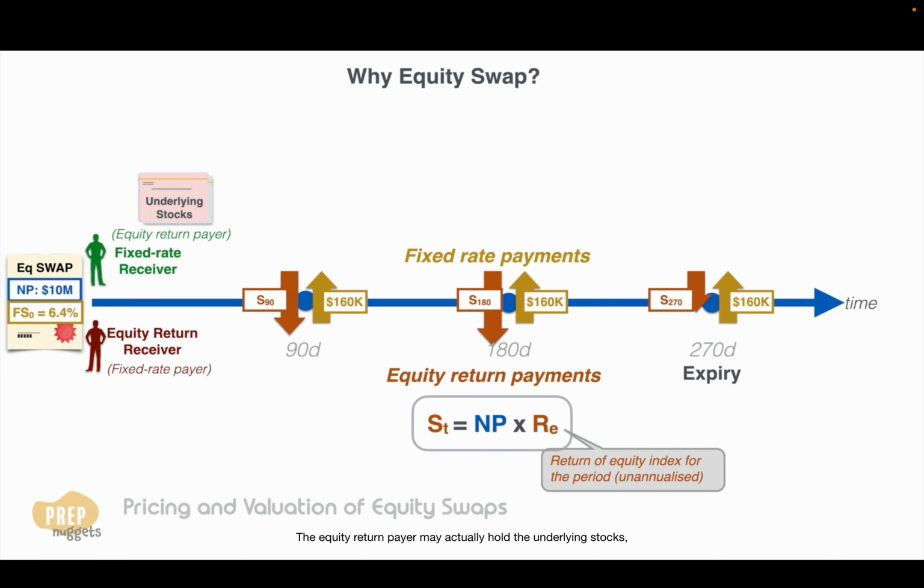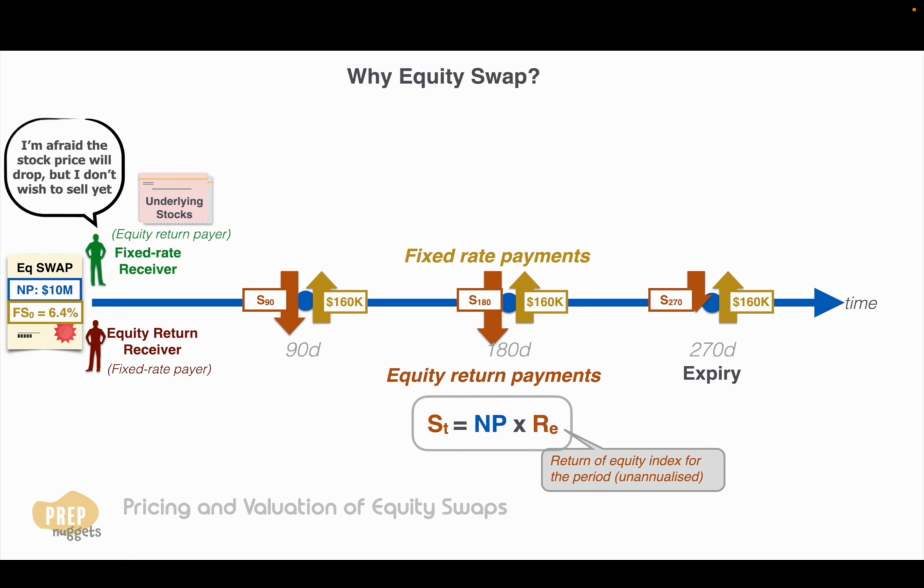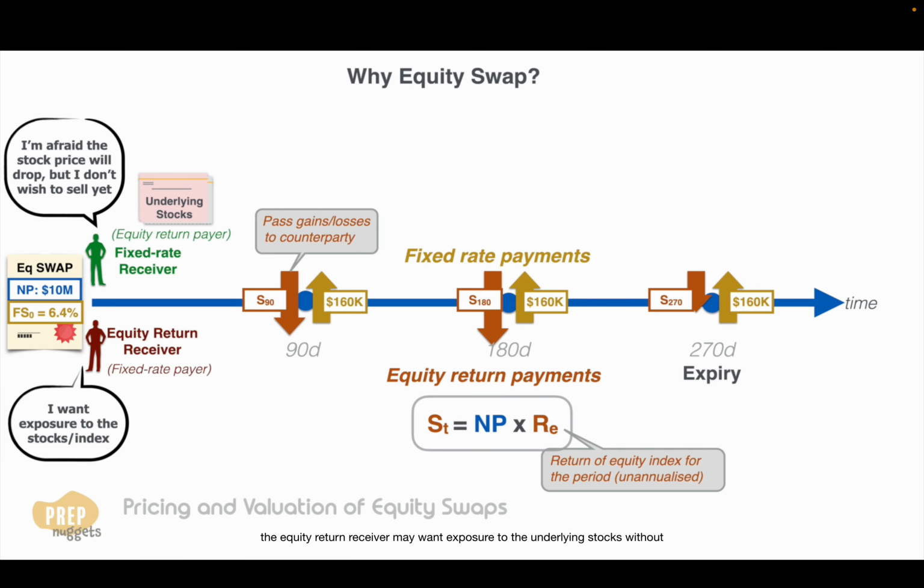The equity return payer may actually hold the underlying stocks, but feels that the stock price will drop, so he hedges his position by entering the swap without having to sell off his stocks. He agrees to pass off the returns to the counterparty in return for fixed interest returns. The equity return receiver may want exposure to the underlying stocks without having to own the stocks. The advantage of this approach over buying the underlying shares is that there is little capital requirement and also circumvents purchase restrictions on the stocks.